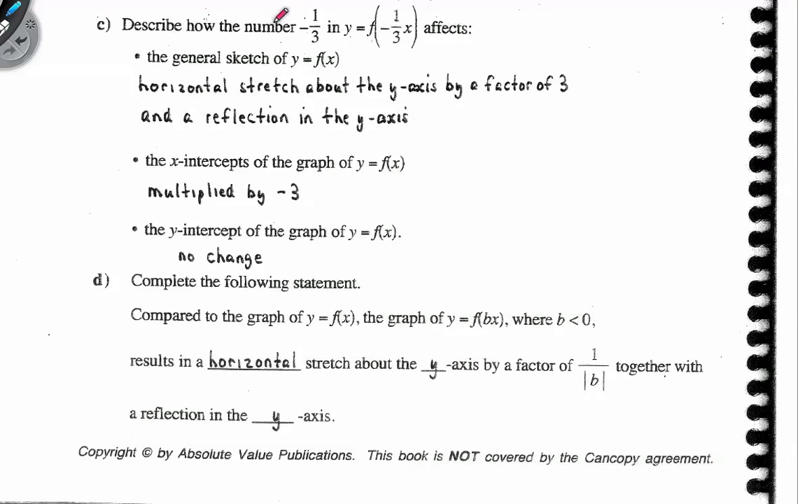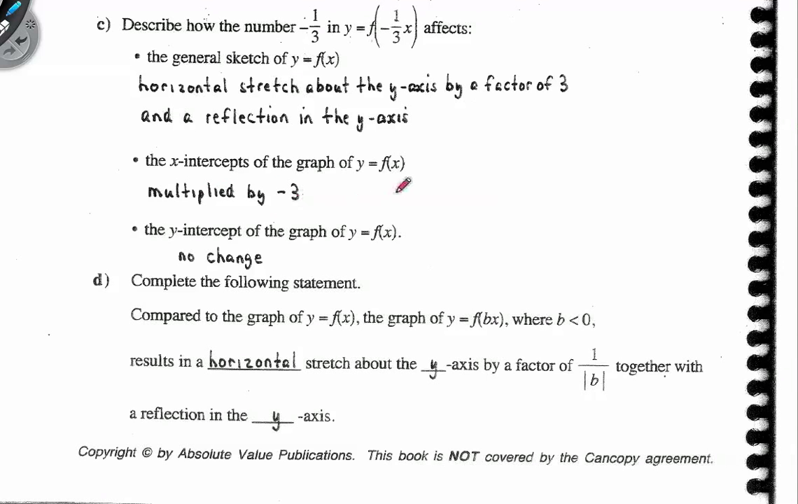So describing how the number negative 1/3 in this function affects the general sketch. Well, as we mentioned before, it's a horizontal stretch about the y-axis by a factor of 3. And it's also a reflection because it's negative in the y-axis. The x-intercepts of the graph, how do they change? Well, the x-intercepts would be stretched by a factor of 3 and the reflection as well. So it's multiplied basically by negative 3.